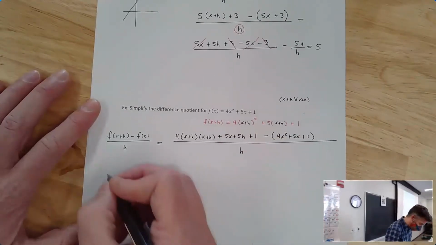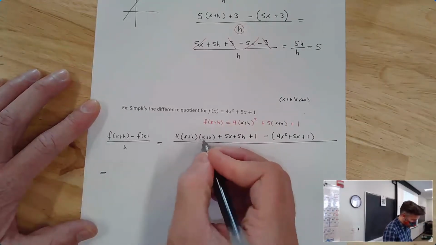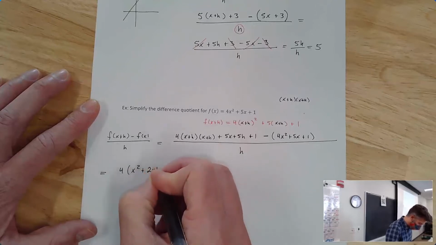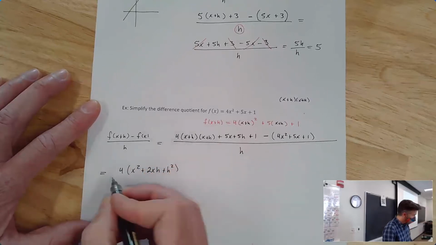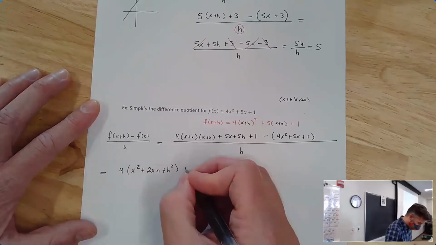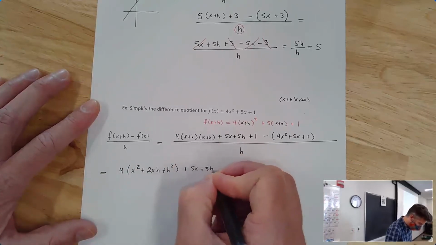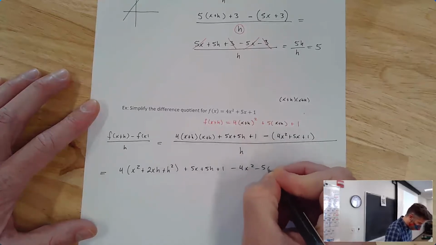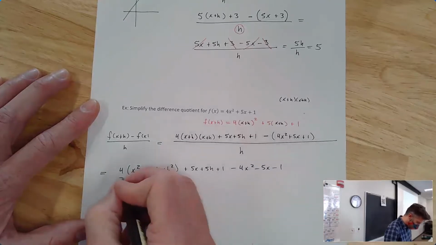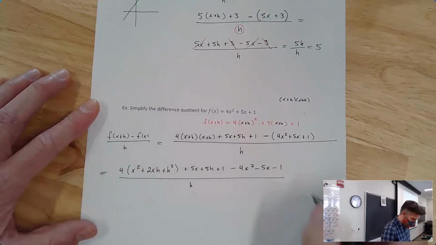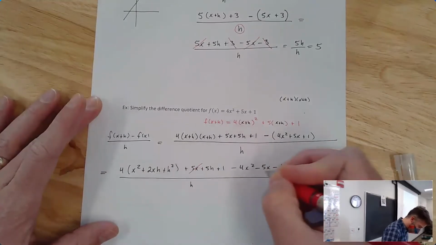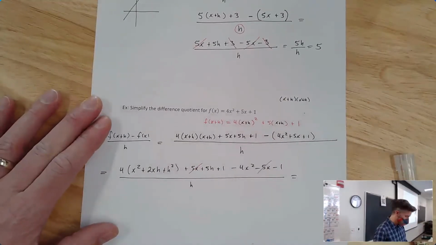Okay, let's get to work. So x plus h times x plus h is what I said before. It's x squared plus 2xh plus h squared. I still have to multiply it by 4. I got a plus 5x, a plus 5h, a plus 1. Then I have a minus 4x squared minus 5x minus 1 all over h. I can cancel something right now. What can I cancel? Definitely 5x and a negative 5x. Anything else? A 1 and a negative 1.